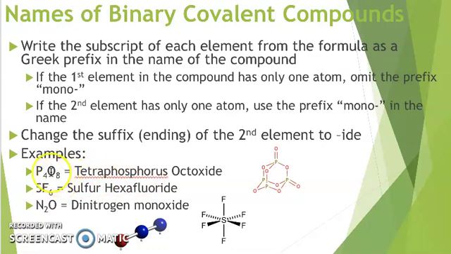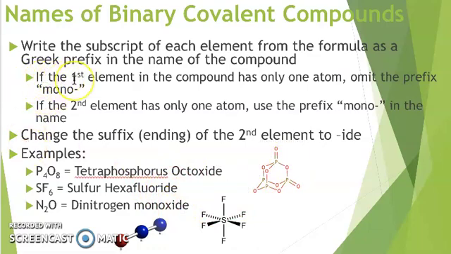And then I have 8 oxygens. 8 is octa, so octaoxide. Oxide. So notice I'm still switching the ending of the second element to "ide," just like in my ionic bonding. So I'm still switching that second one. They should all end in "ide."